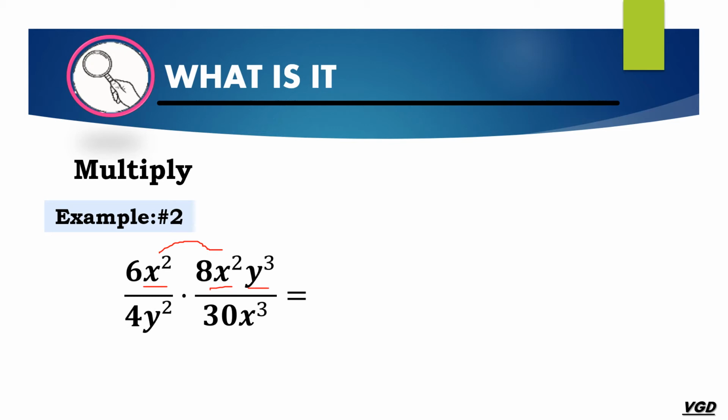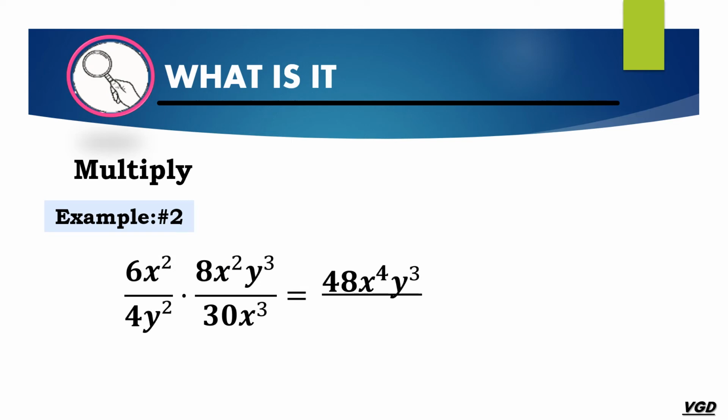So we will multiply first our numerical coefficients, which are 6 and 8. So 6 times 8 is equal to 48. And we will also multiply x squared to x squared. As I have said, applying the law of exponent, the product rule, just add the exponents. So we will have x to the power of 4. And then just copy y cubed. So we have here 48x to the power of 4 y cubed.